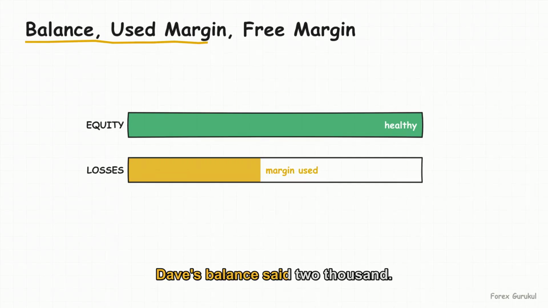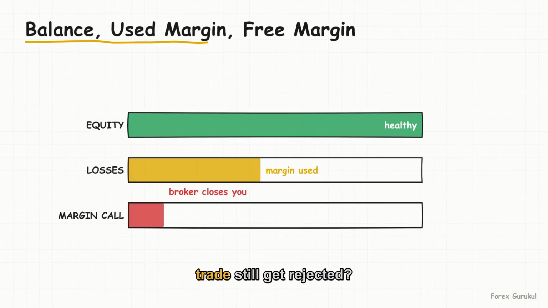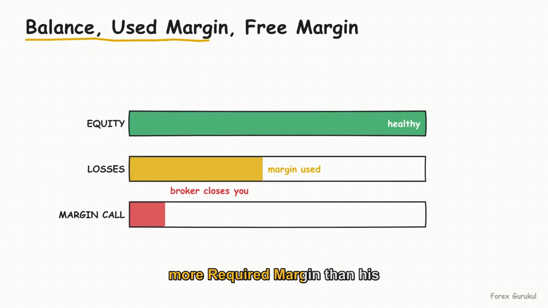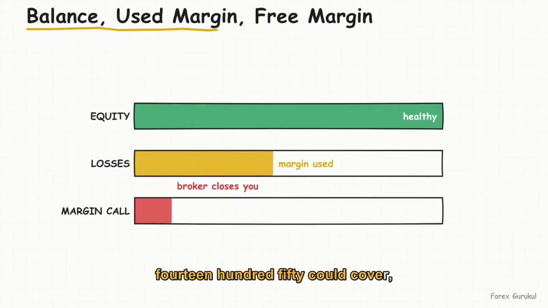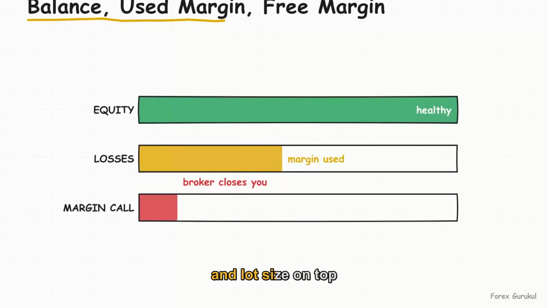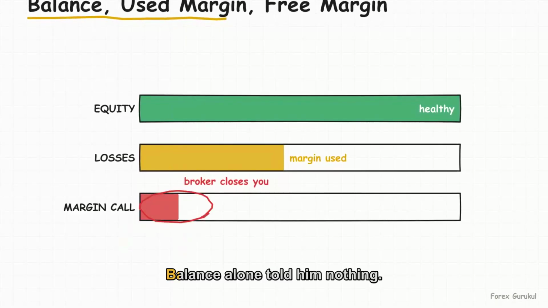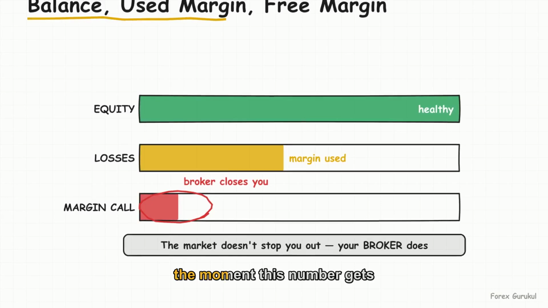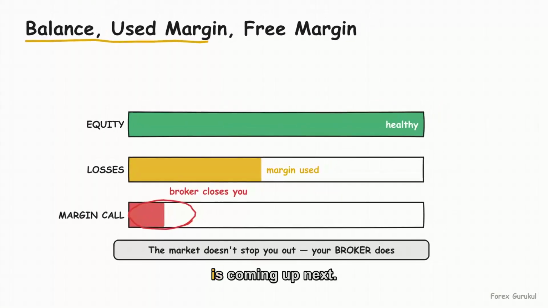Dave's balance said $2,000. His used margin was $550. That leaves $1,450 technically free. So why did his 4th trade still get rejected? Because that new trade needed more required margin than his $1,450 could cover, once you factor in leverage and lot size on top of it. Balance alone told him nothing. Free margin was the number he needed, and the part that actually saves your account the moment this number gets dangerously thin is coming up next.